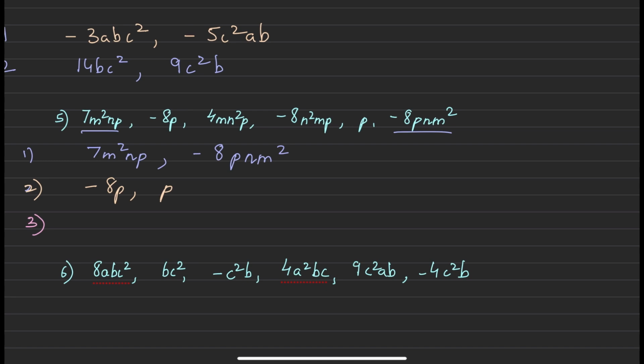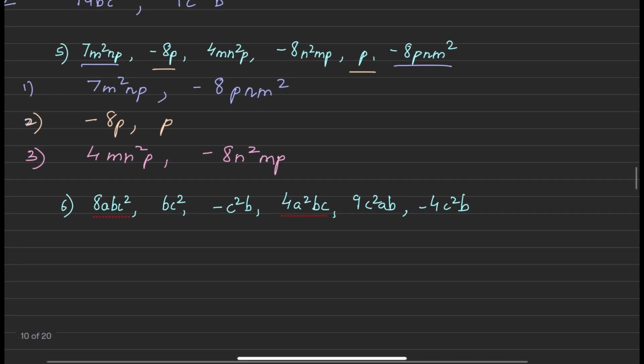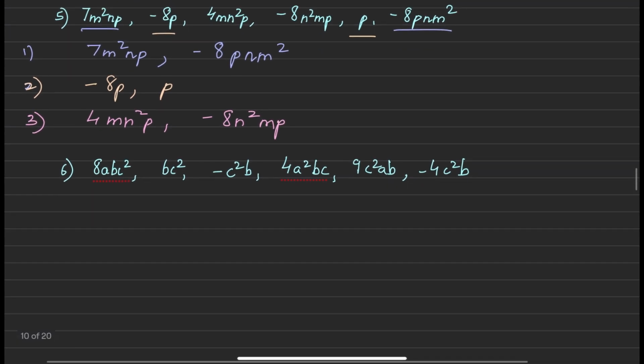The second group, this and this is gone. Okay, now the last two are remaining. One is mn square p. Yes, 1m, 2n and 1p. So the third group is 4mn square p, negative 8n square mp. It's extremely important to understand the like terms. I think this is the last one.